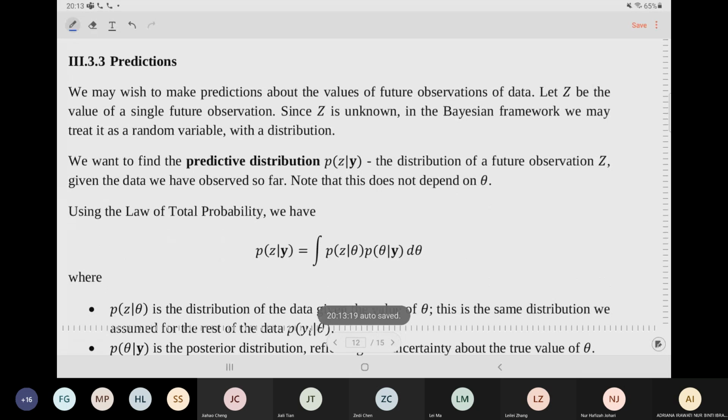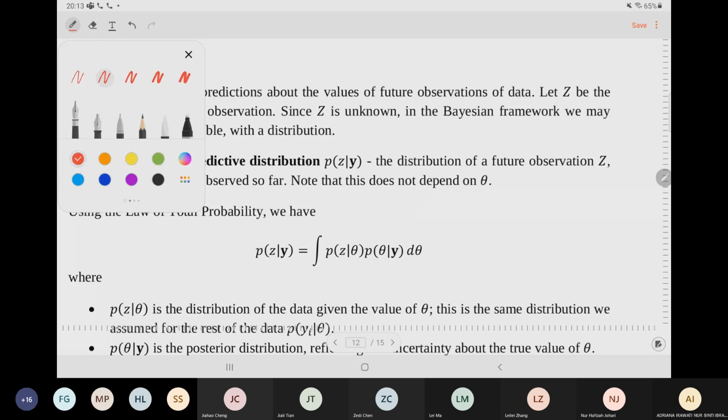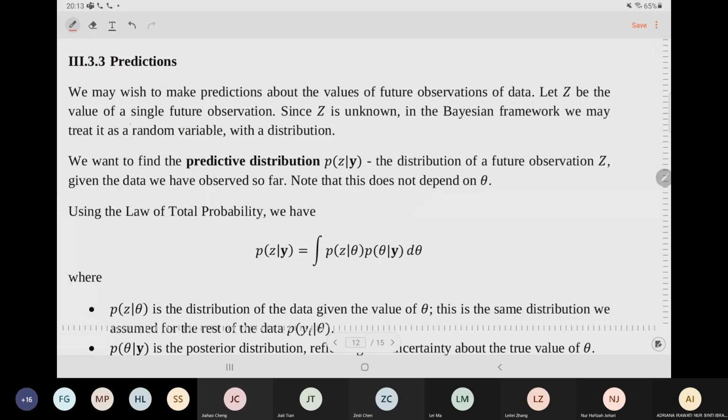Okay, so if Z is the value of a single future observation, then Z is an unknown. If we take Z as an unknown parameter, then we can treat it as a random variable in a Bayesian framework. We want to find the predictive distribution, which is Z given Y. Note that this does not depend on theta. So your predictive distribution does not depend on theta. This is a distribution of your future observation given the data that we have observed, which is your y.